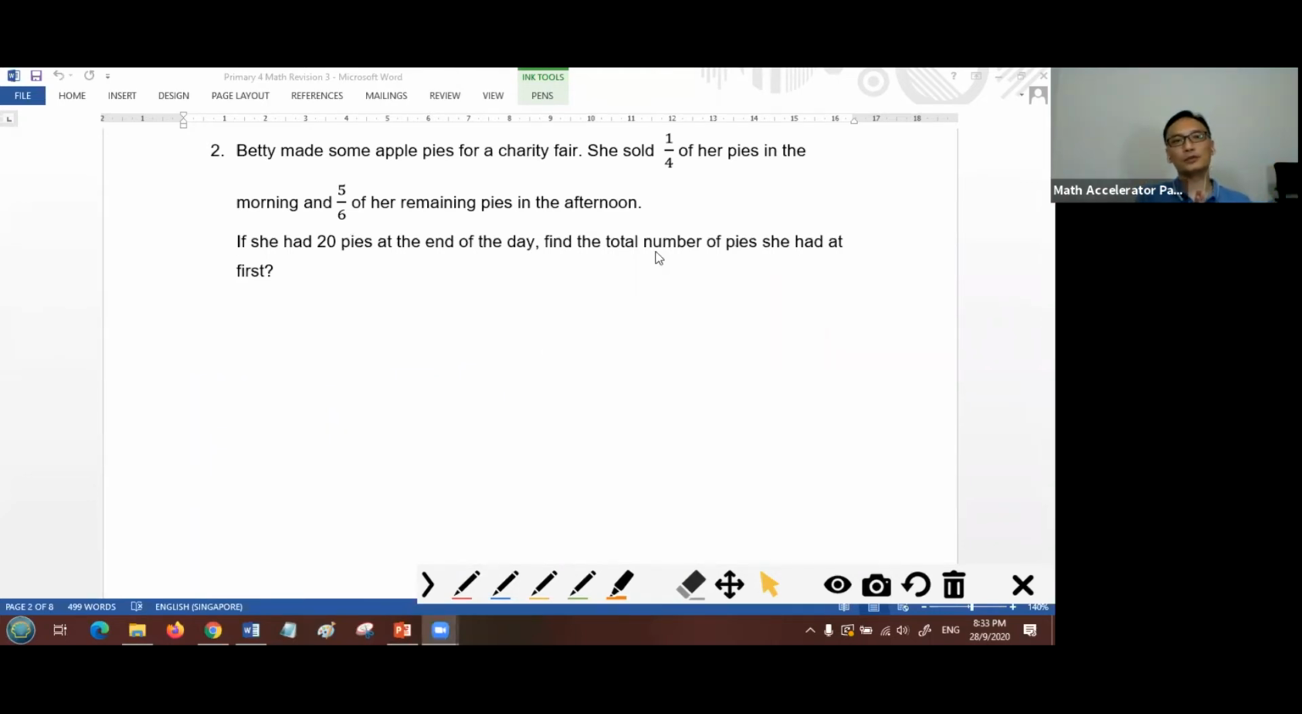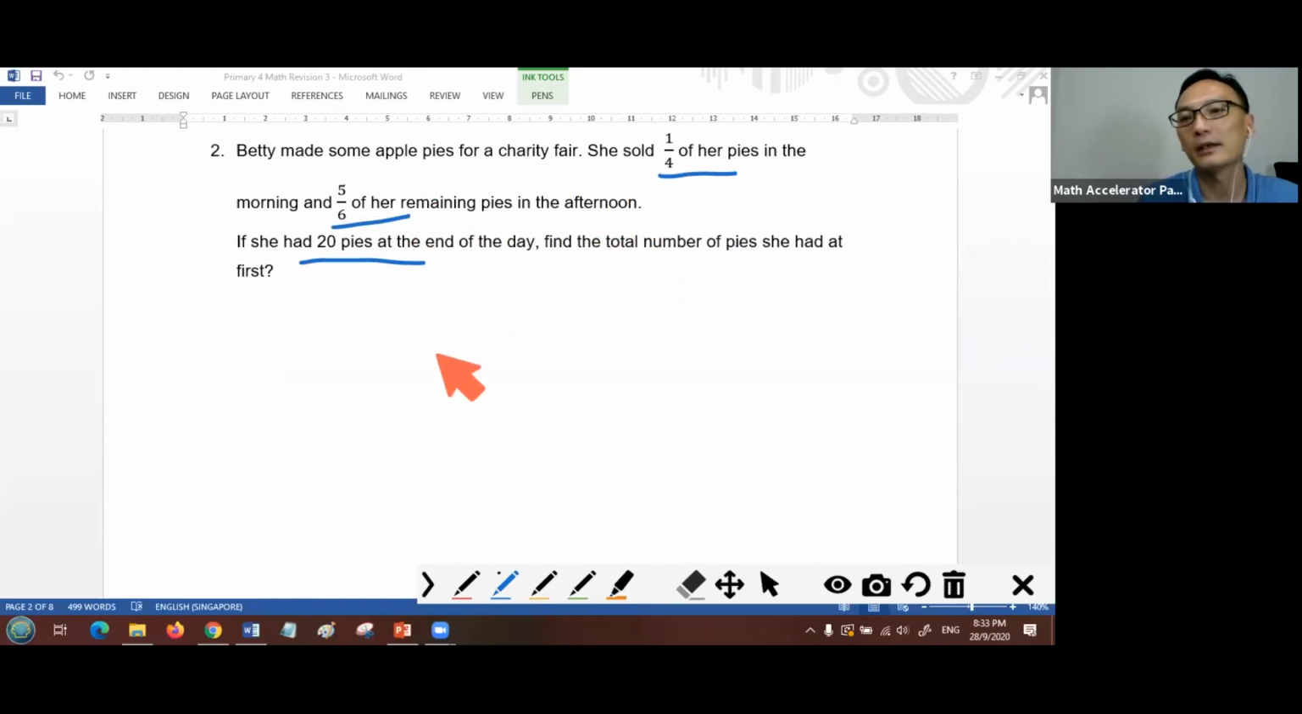So let me read to you question 2. Betty made some apple pies for a charity fair. She sold 1/4 of her pies in the morning and 5/6 of her remaining pies in the afternoon. If she had 20 pies at the end of the day, find the number of pies she had at first. Okay, so first of all, after reading, we underline the keywords, right? The key information here. At your level, there should be about 3 sets of important information.